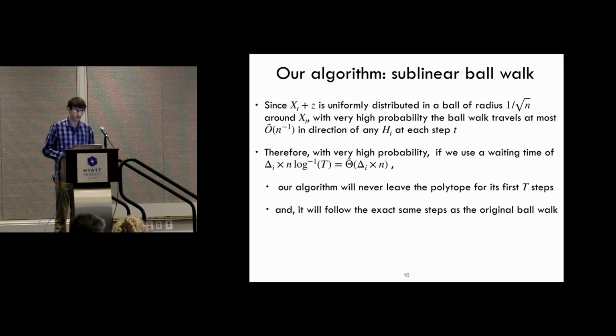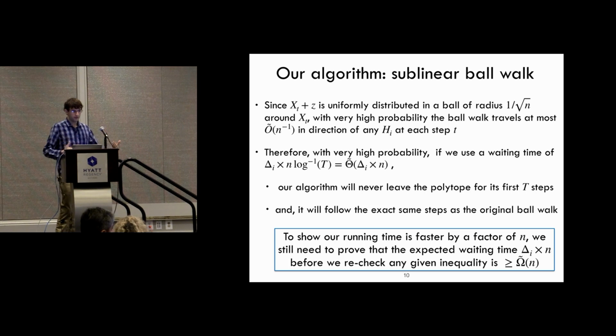So more specifically, if we want our ball walk to not fail for a very large number t of steps, then we need to wait a time of roughly delta I times n divided by log of t. Okay, so this shows that our algorithm doesn't fail with high probability, and it also shows that our algorithm will follow the exact same steps as the original ball walk algorithm for a very long time.